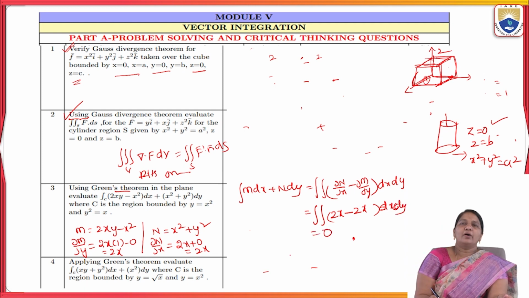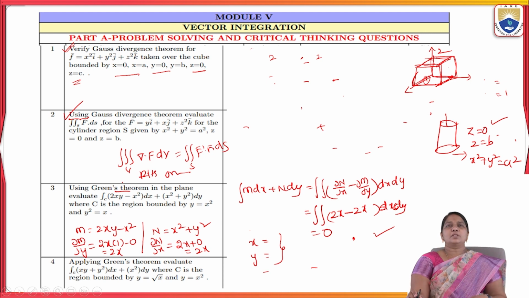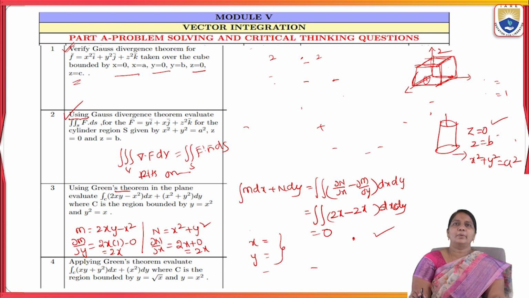So if you have the value here, you should take the x limits and y limits. Then we can integrate this function according to these limits. Then you can get the value. Because here they are asking only using Green's theorem, we have to apply the Green's theorem here to calculate the line integral over 2xy minus x square into dx plus x square plus y square into dy value.